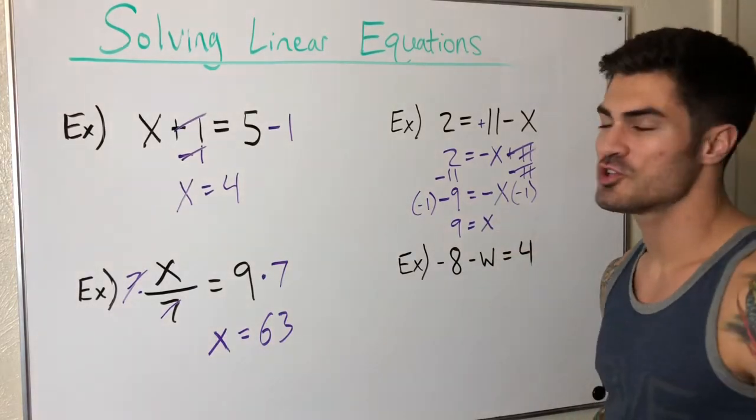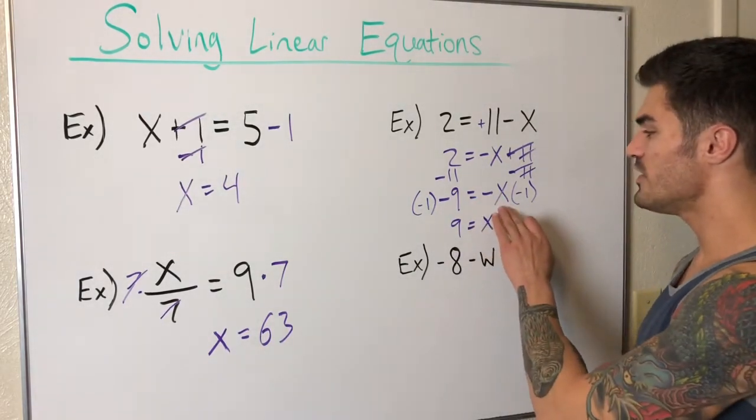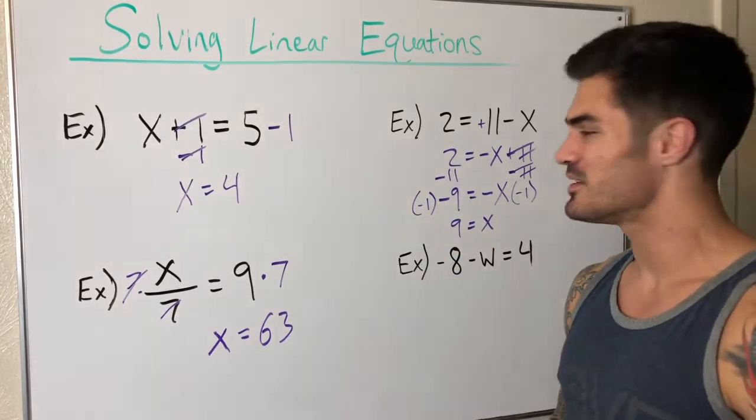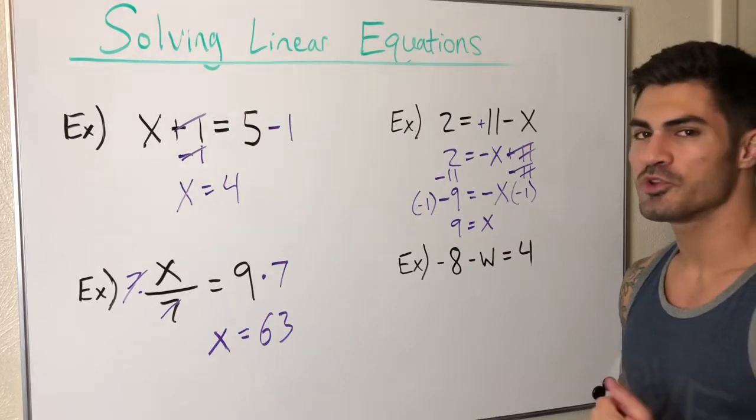And another way, you could have just looked at it and thought, oh, well, if negative x equals negative 9, then positive x must equal positive 9. And that's fine. If you thought that, that's awesome. But this is another way to do it. Multiply both sides by negative 1.